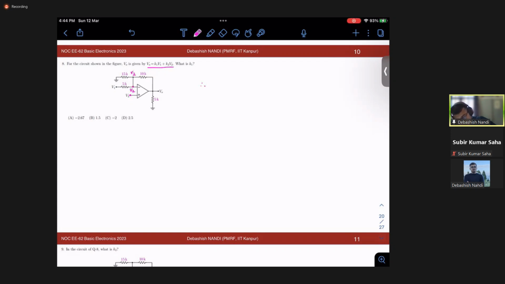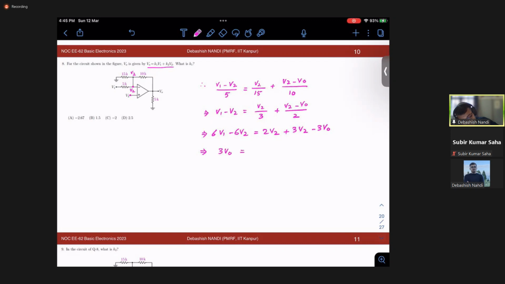So if I apply KCL at this node, V1 minus V2 by 5, that means current coming in, is equal to V2 by 15 plus V2 minus V naught by 10. Okay, so V1 minus V2 is equal to V2 by 3 plus V2 minus V0 by 2. So 6V1 minus 6V2 is equal to 2V2 plus 3V2 minus 3V0. So your 3V0 would be this 8V2, this minus 3V1, right?